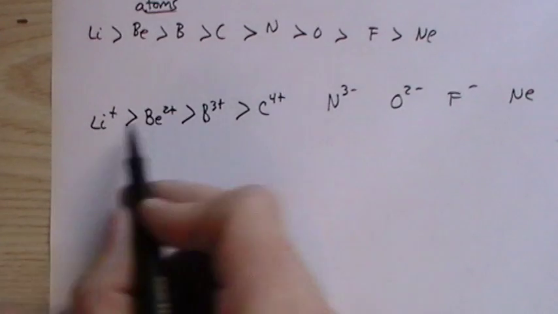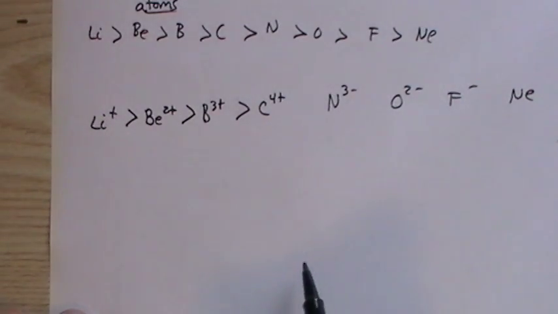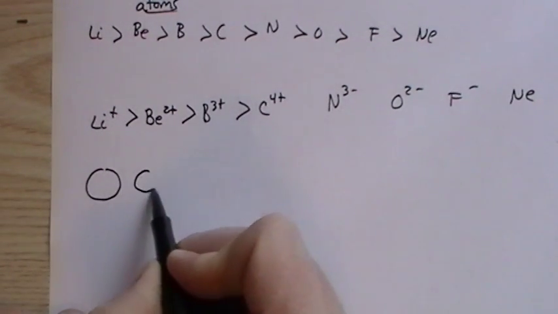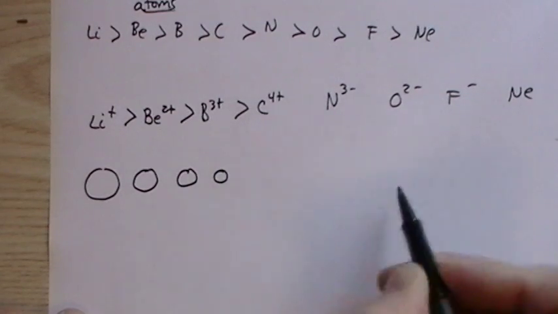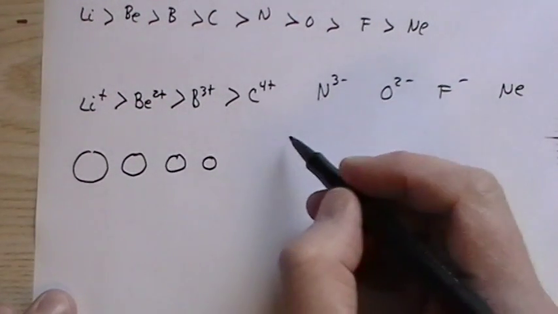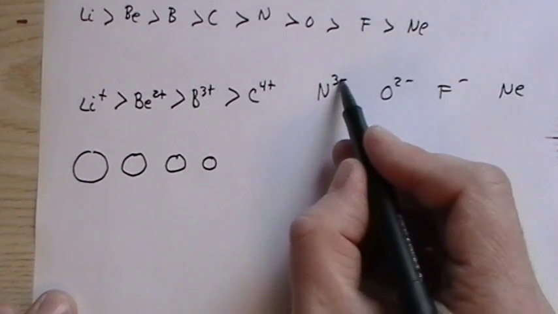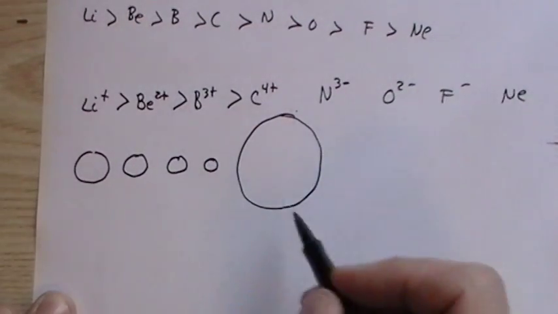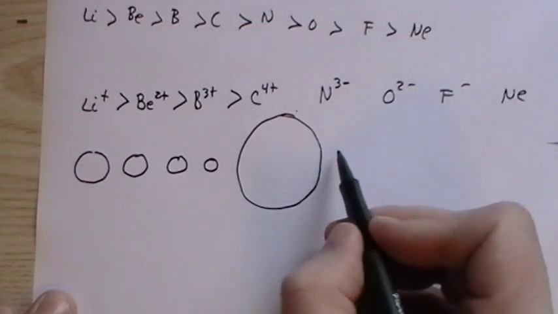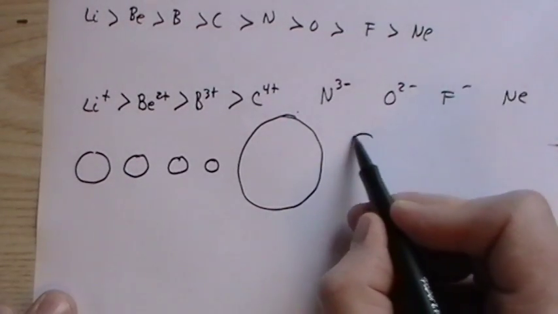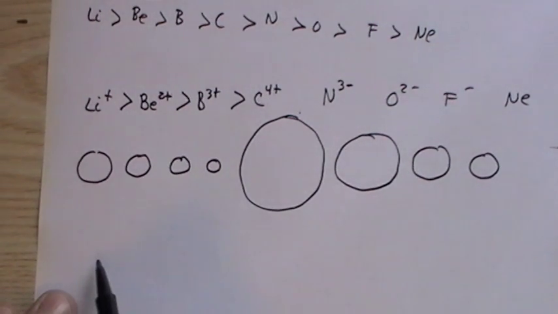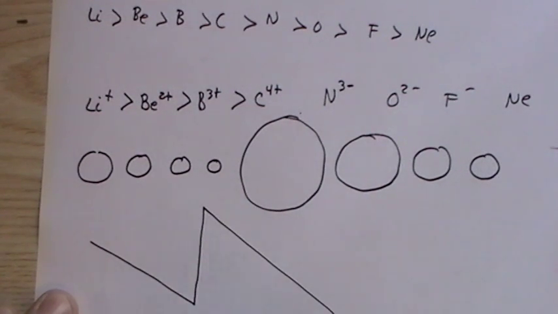So we look at the charges. The higher the positive charge, the smaller it is. So we pictured the lithium, then beryllium, then boron, and then carbon. Now nitrogen has 3 extra electrons. Not only is it a negatively charged ion, it has 3 extra electrons, so it becomes gigantic. I'm sure this is not to scale, but in the picture we jump up, and then it shrinks back down. So what we see is a drop, then a sudden jump, and then a drop again.